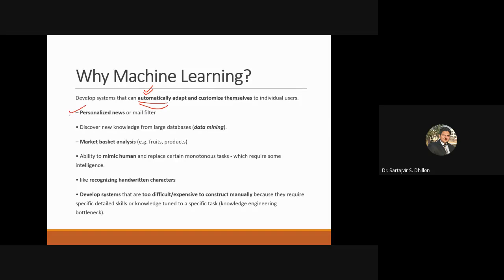For example, this example is very common: a personalized news or mail filter. In Google Gmail, you have seen that there are three tabs. In the first tab there are some personal mails. Then there is a promotions tab, and I just have to show you one second.